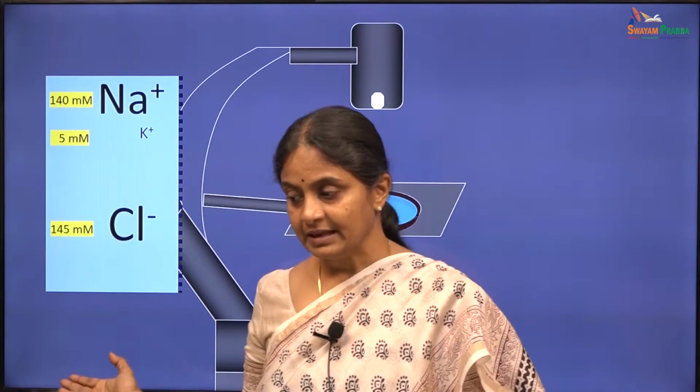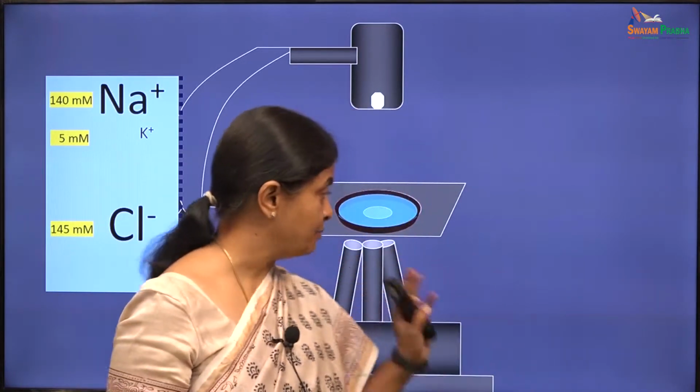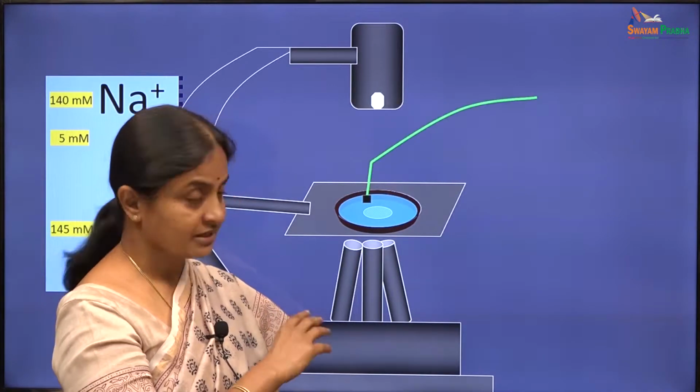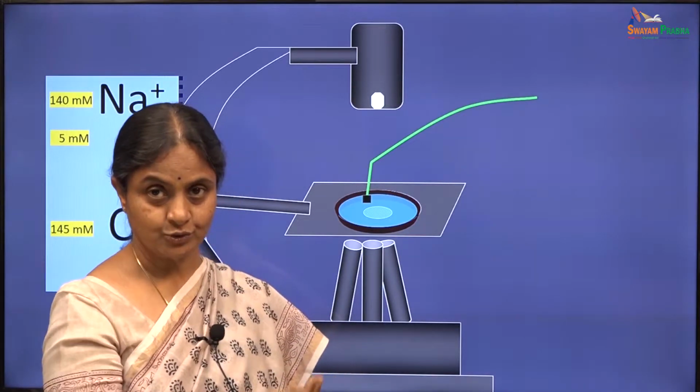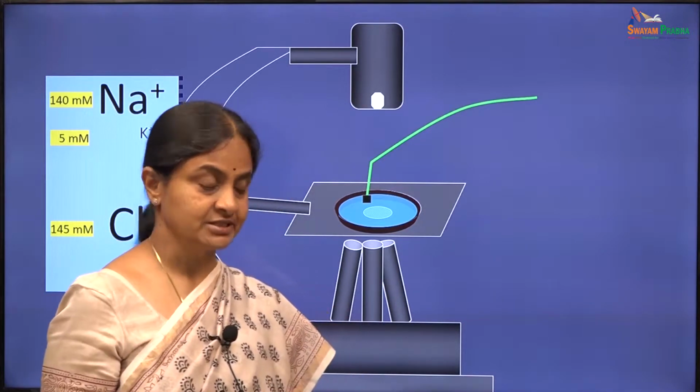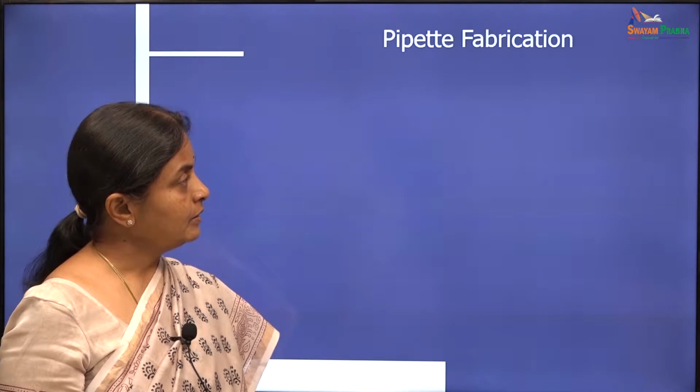That is the extracellular solution which is there in the bath, and there will be a bath electrode, the external electrode, which will connect to the voltage measuring device. The internal electrode has to be fabricated. It's called a pipette, a patch pipette, and it is made from a glass capillary of very fine dimensions.